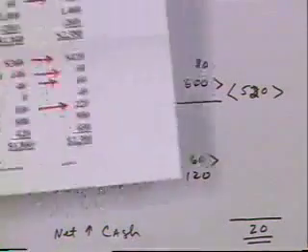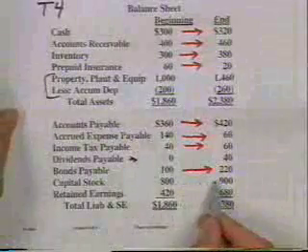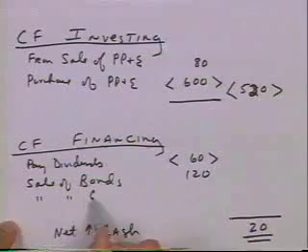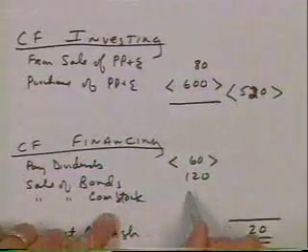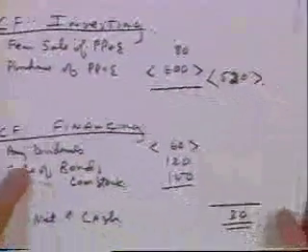The next cash inflow would be from the sale of common stock. Common stock increased by 100. Hence, the sale of common stock, the increase was 100. Now, we net these things, right?